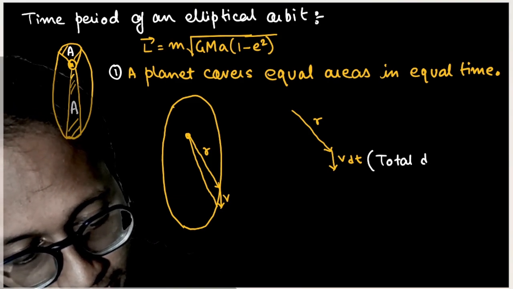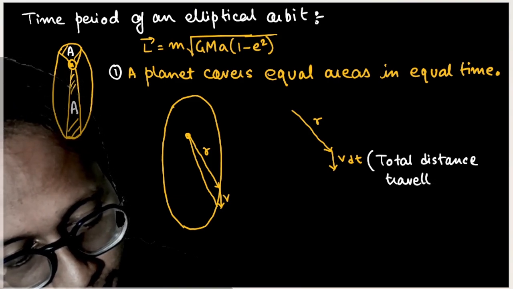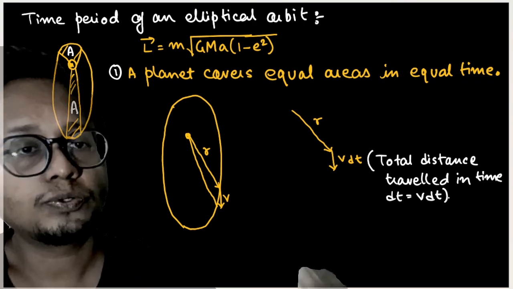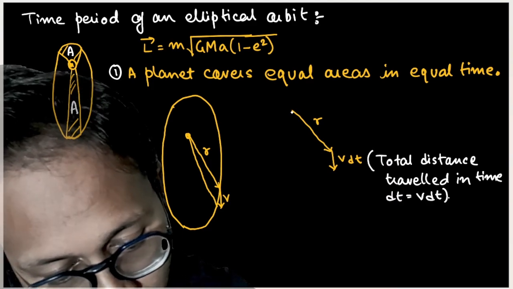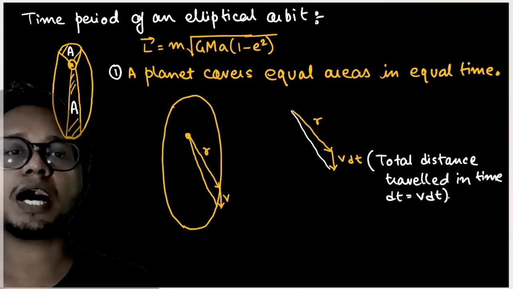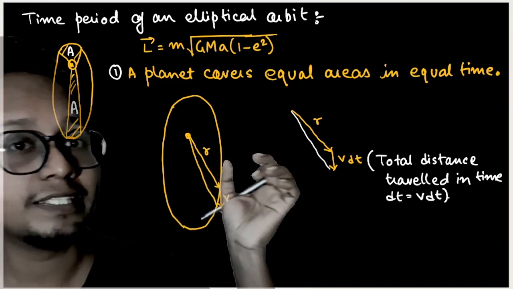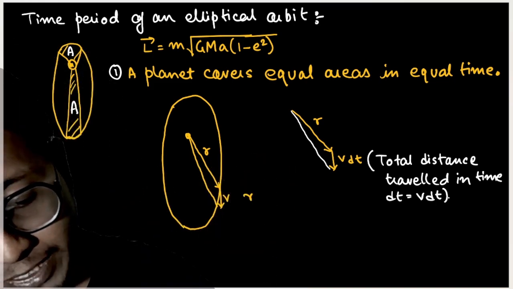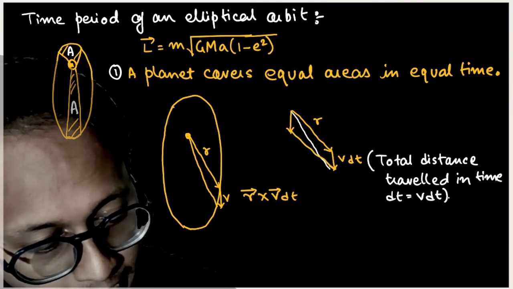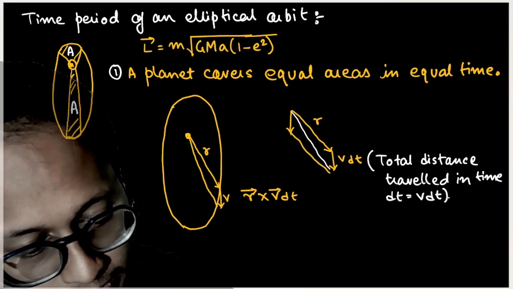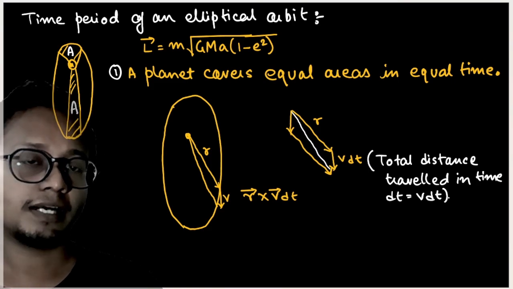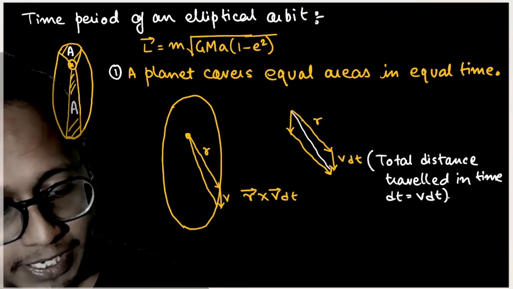The total distance traveled in time dt is equal to velocity into time, v dt. Now I must find out this area, this much area. How do I find it out? What happens if I do r cross v dt? Now understand, this applies the concept of the cross product of vectors. R cross v dt is nothing but the area of the parallelogram. The area of this parallelogram is nothing but r cross v dt, isn't it? If I do r cross v dt, it is the area of the entire parallelogram. Understood? So what is the area of this much shaded area?